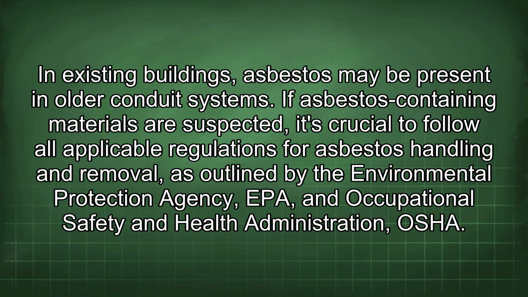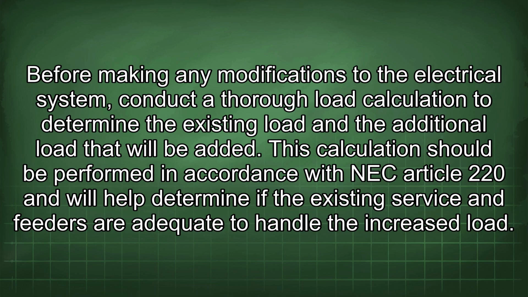In existing buildings, asbestos may be present in older conduit systems. If asbestos-containing materials are suspected, it's crucial to follow all applicable regulations for asbestos handling and removal, as outlined by the Environmental Protection Agency (EPA) and Occupational Safety and Health Administration (OSHA). Before making any modifications to the electrical system, conduct a thorough load calculation to determine the existing load and the additional load that will be added. This calculation should be performed in accordance with NEC Article 220 and will help determine if the existing service and feeders are adequate to handle the increased load.